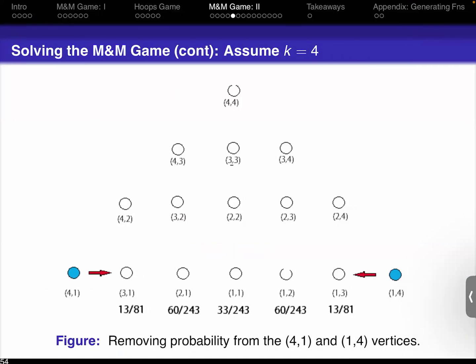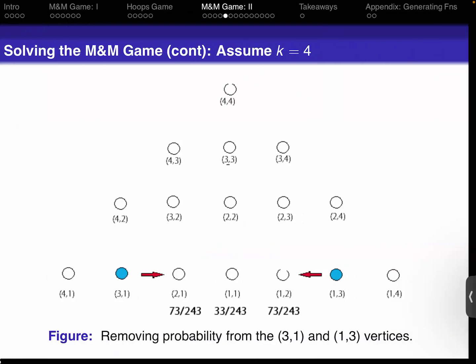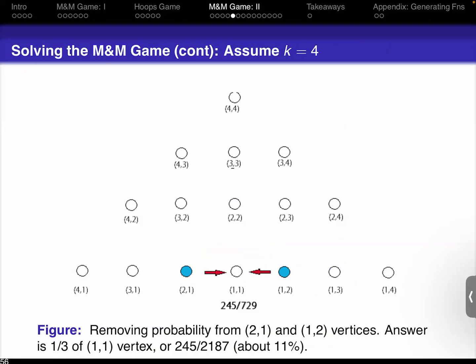And so, we just play the same game as before, and I only care about the probability that's going to the left or the right, and I keep playing like this, and at the end, I get 245 over 729 is the probability I'm at 1, 1, so it's just going to be 1/3 of that to go down to 0, 0.